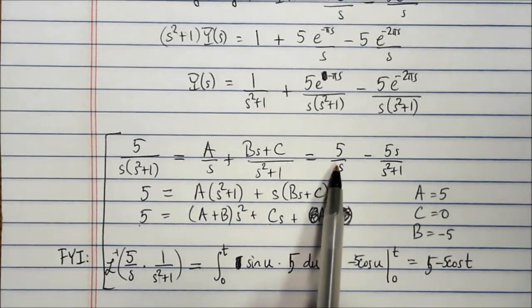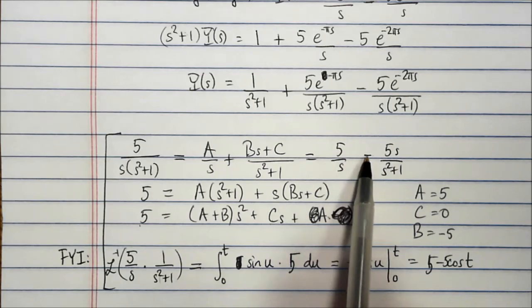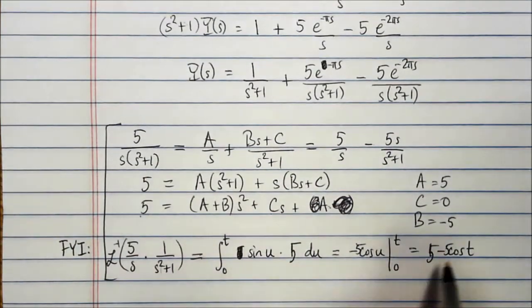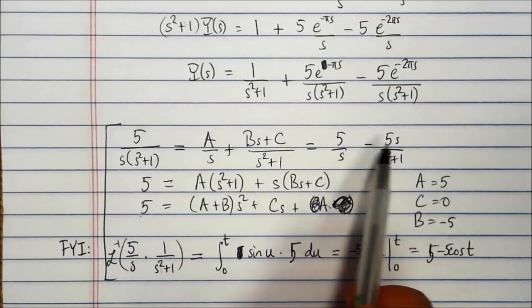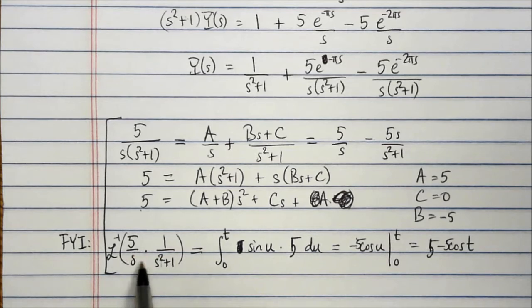That's indeed what I see here. If I take the inverse Laplace transform, I get 5 from this constant minus 5 cosine t. So the inverse Laplace transform, whether I do it by partial fractions, I get 5 minus 5 cosine t, or I could do it by convolution, and I get 5 minus 5 cosine t.